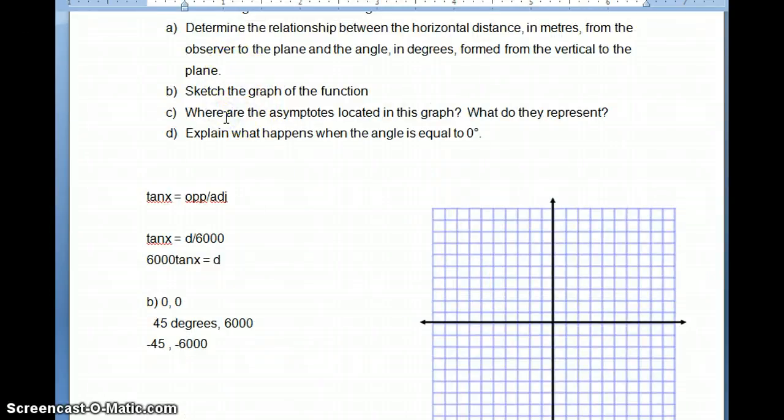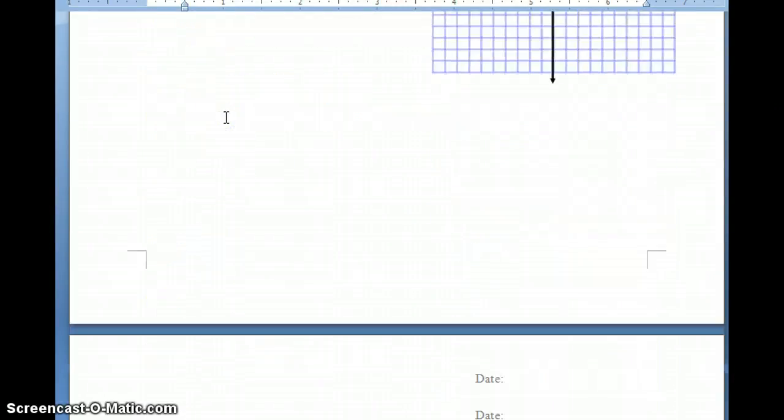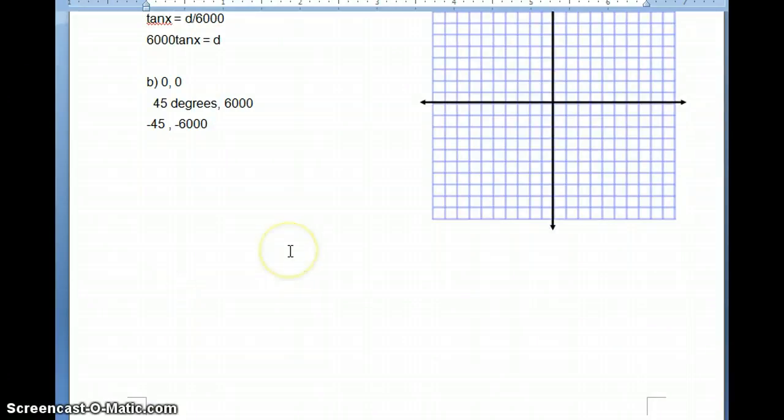Now we need to know where the asymptotes are located on this graph and what they represent. I'm just going to type this down here. I apologize, I'm using my laptop today, not the school computer, so you're going to hear a bunch of typing.